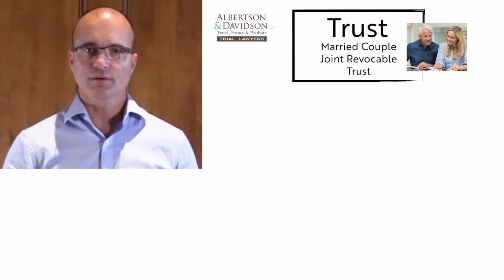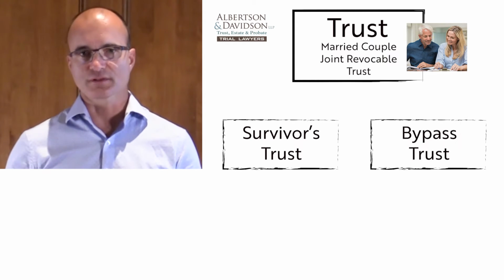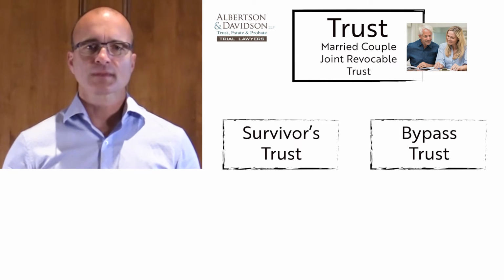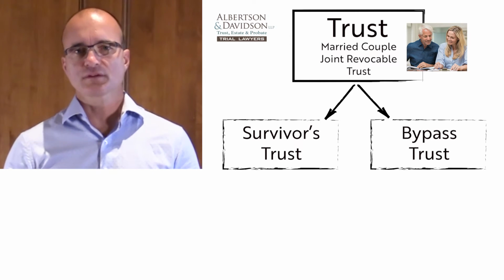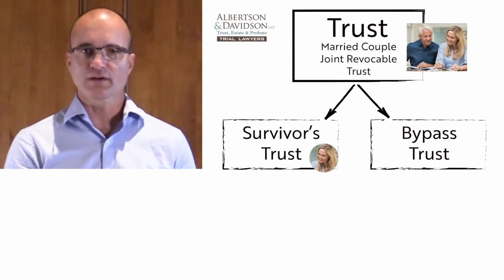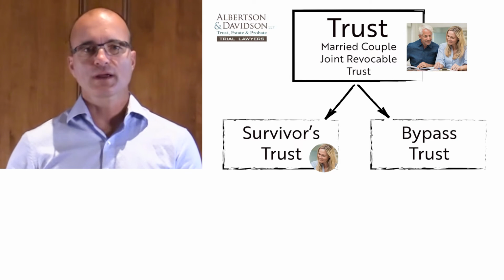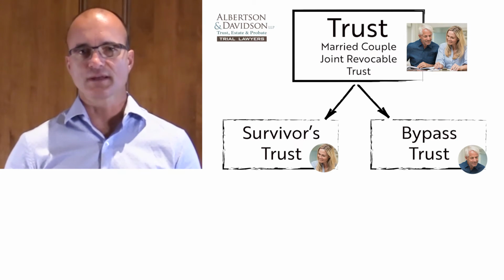And one of them will be called the survivor's trust. And the other one is usually called the bypass trust, but it can take on different names. And what happens is the assets are divided. So if everything's community property, then half the property goes to the survivor's trust. That's the survivor's share of the estate. And the other half goes to the bypass trust. That's the decedent's share of the estate.